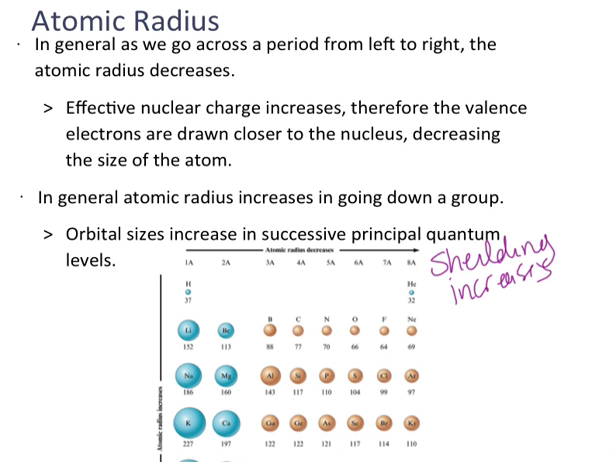All right. Going across. This is our across thing here. In general, as we go across from left to right, we get smaller. What does that have to do with? Why? Yes?